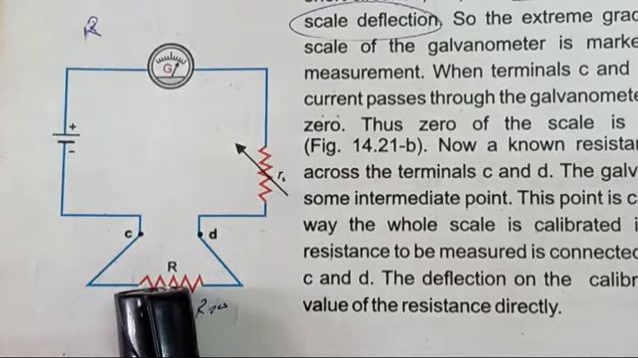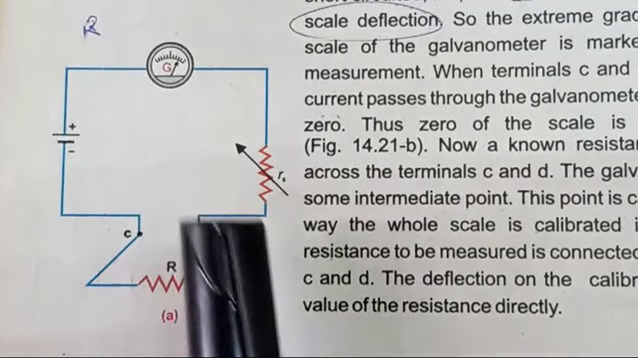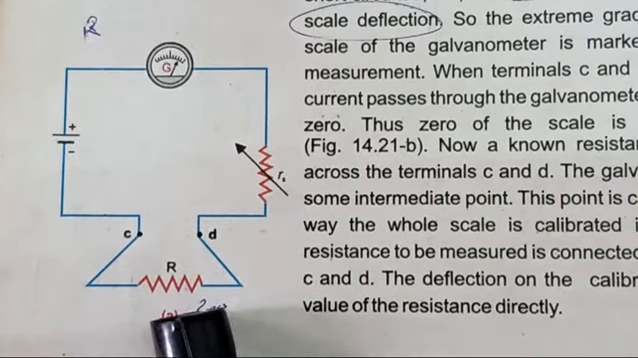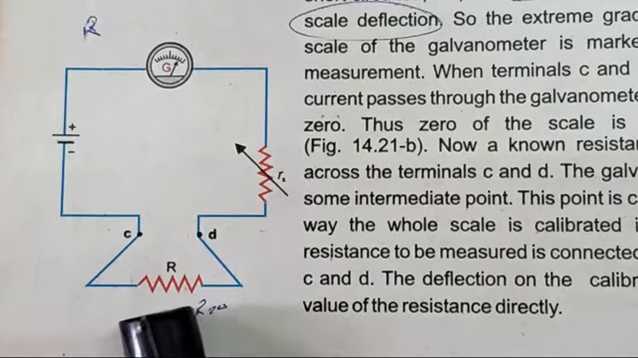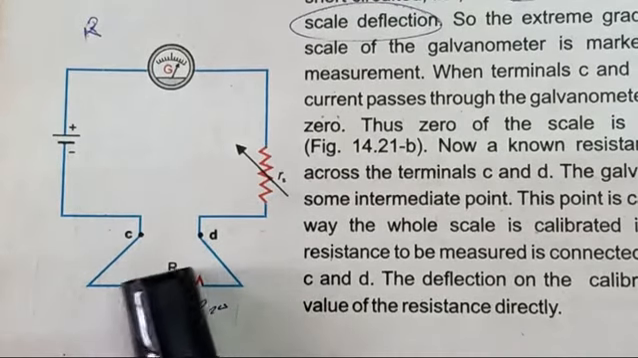So I am repeating again, ohm meter is a useful device for measurement of resistance. This one is resistance. Any unknown resistance which is to be calculated, to be measured, is attached here in place of R. Okay, so R is unknown resistance.